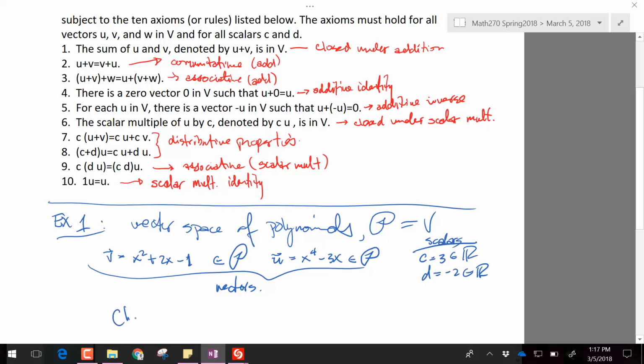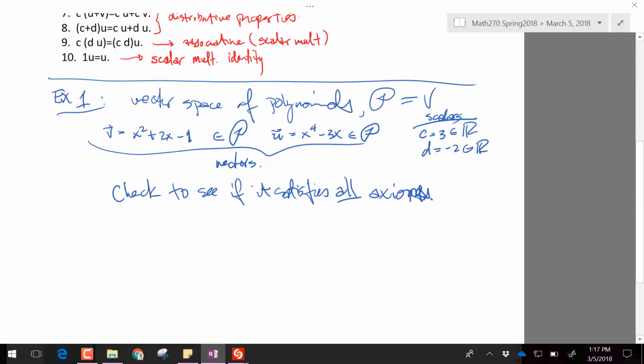Okay? All right? Is that okay? I was going to do all of them, but that's going to take too much time. So why don't we just move on? We'll do something like that when we talk about subspaces.